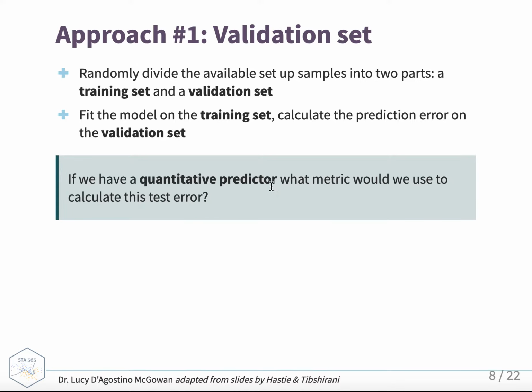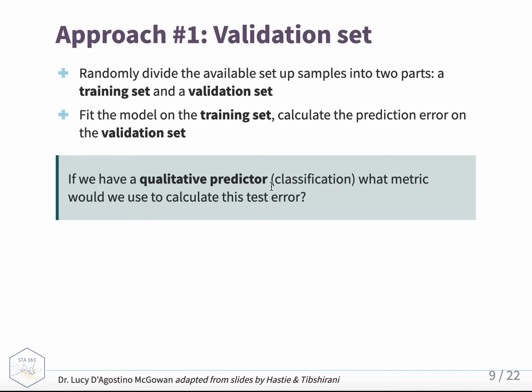If we have a quantitative predictor, what metric do you think we use to calculate this test error? We often use mean squared error to do this. And if we have a qualitative predictor, something like a classification, we use misclassification rate.